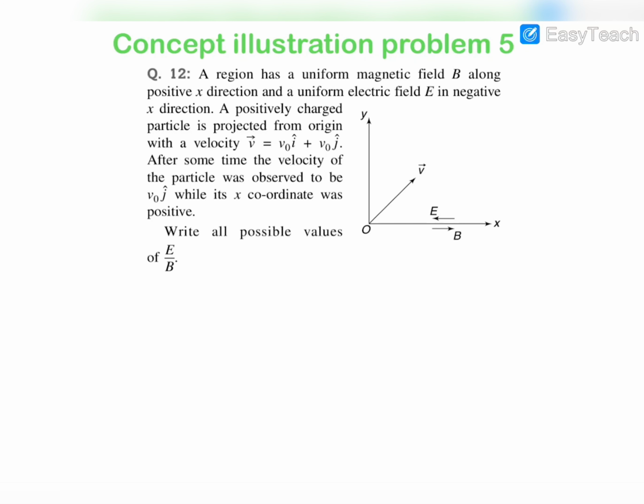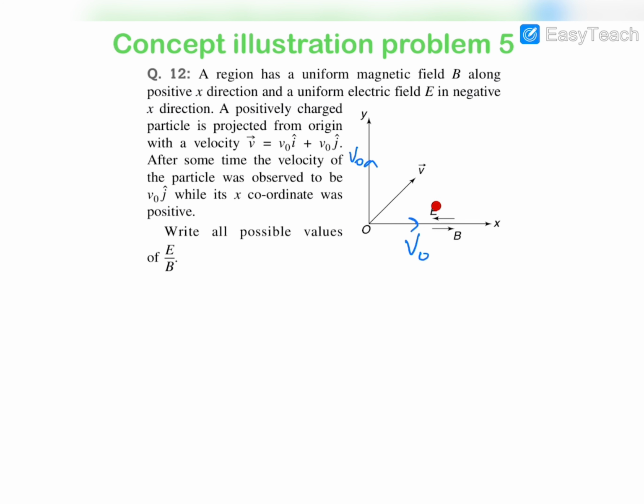In this question, you can see that a particle is projected with this velocity v naught i cap and v naught j cap. So one component is v naught in the x-axis and the other component is v naught in the y direction, and this particle has a velocity initially which is root 2 v naught.